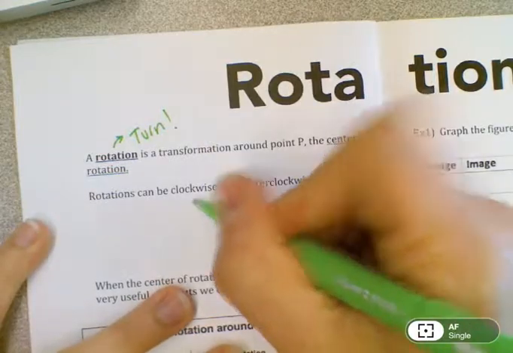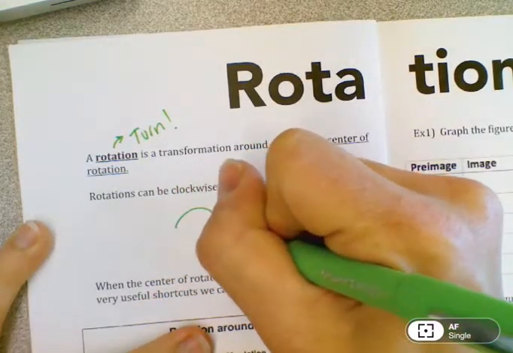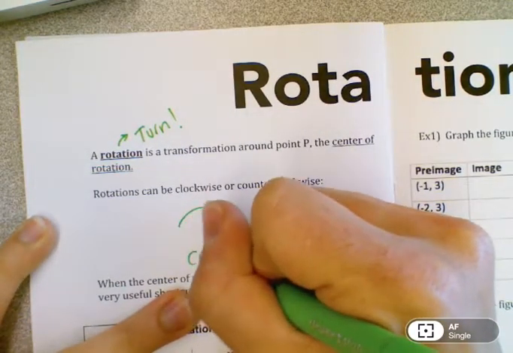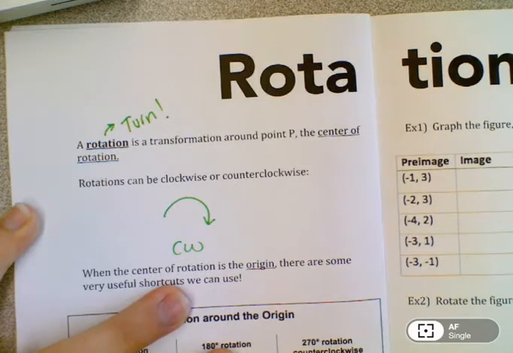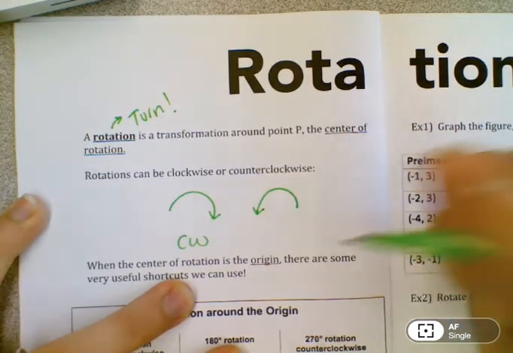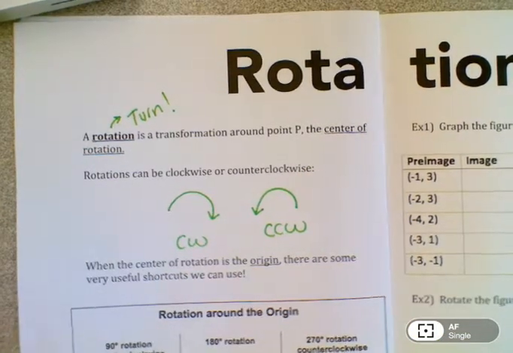So just to make sure we're all comfortable with that, clockwise is the way that the hands on a clock go, so turning around that way. And we'll abbreviate that CW, clockwise. And then counterclockwise is, of course, the other way, turning that way, and we'll abbreviate that CCW for counterclockwise.